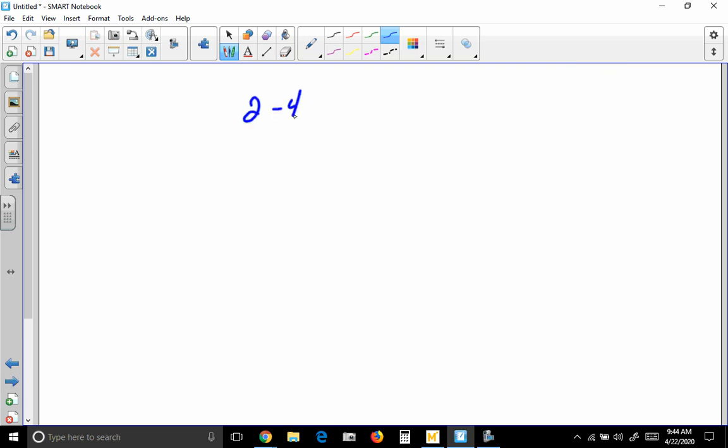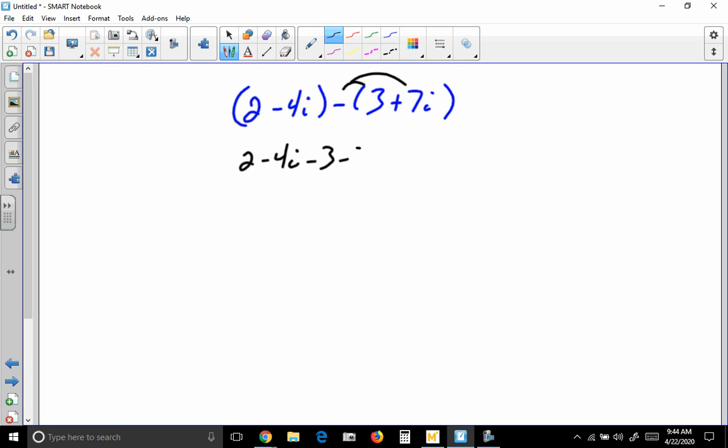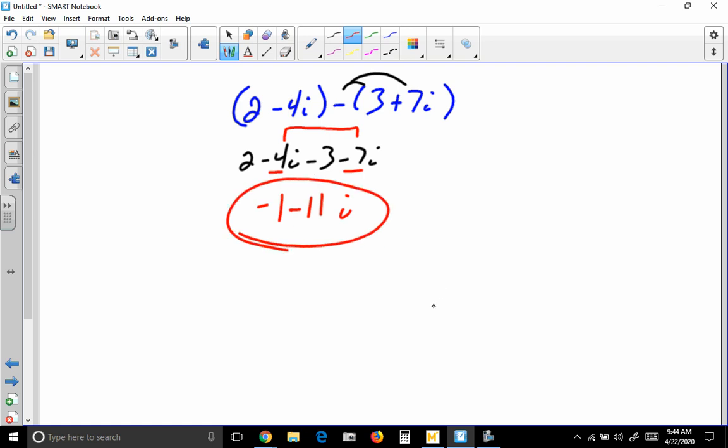If we have 2 minus 4i minus (3 plus 7i), a negative in front of this parenthesis distributes. So we write 2 minus 4i minus 3 minus 7i, and then combine like terms. 2 minus 3 is -1. Minus 4i minus 7i are like terms. So to see how many i's, we do -4 minus 7. The same signs, we add the numbers, take the sign of the bigger. So that's adding or subtracting complex numbers.